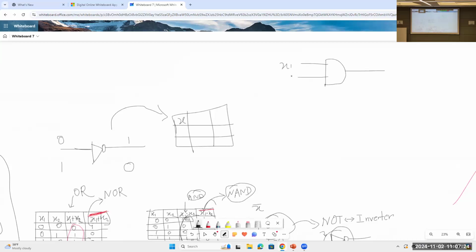Suppose this one is x1 and this one is x2. So what will be done at the AND gate? It will just take two inputs and multiply them, right? And the OR gate is represented like this. There's a very small difference between the AND and OR gate symbols. This is a straight line and this is just a curve. So what is the function of the OR gate?